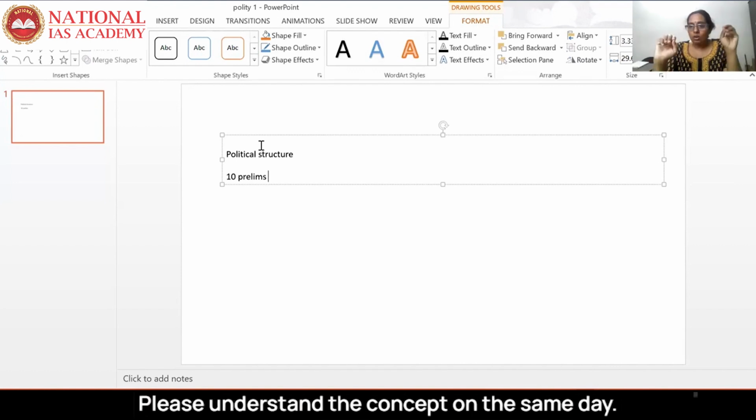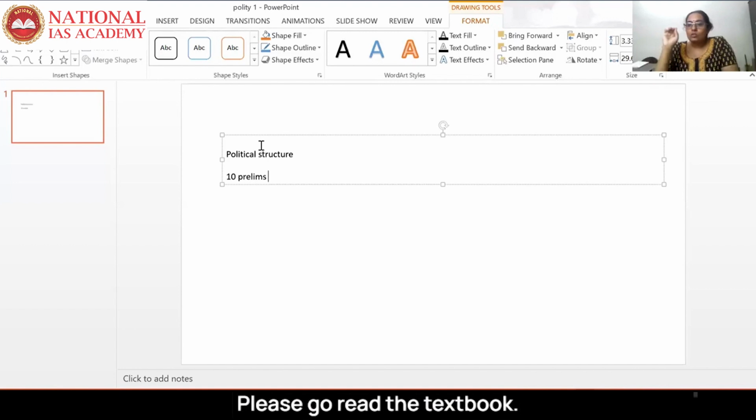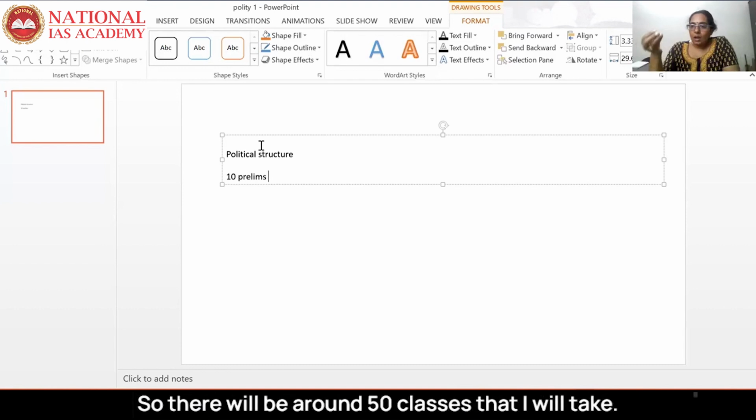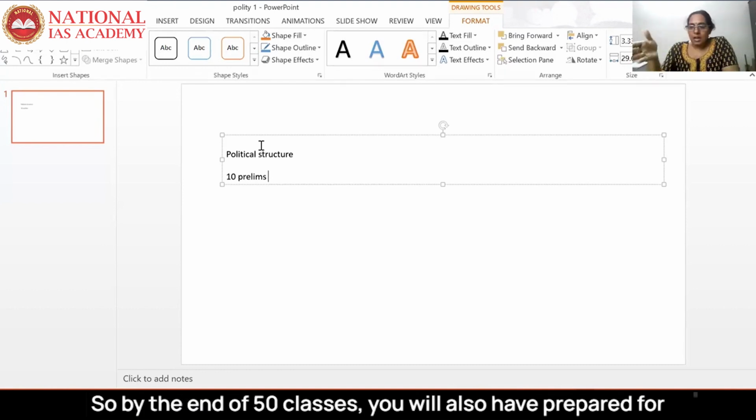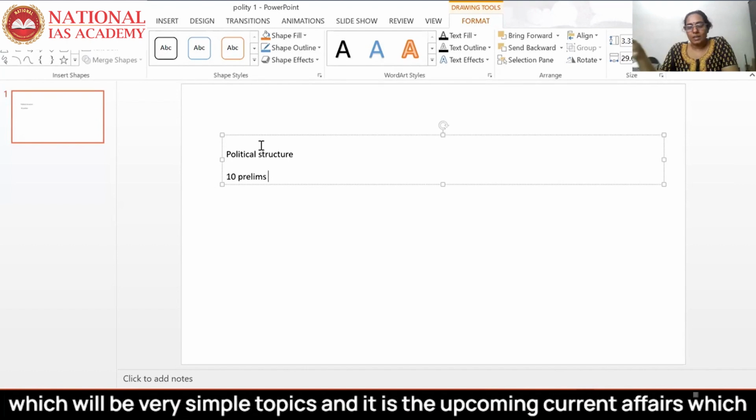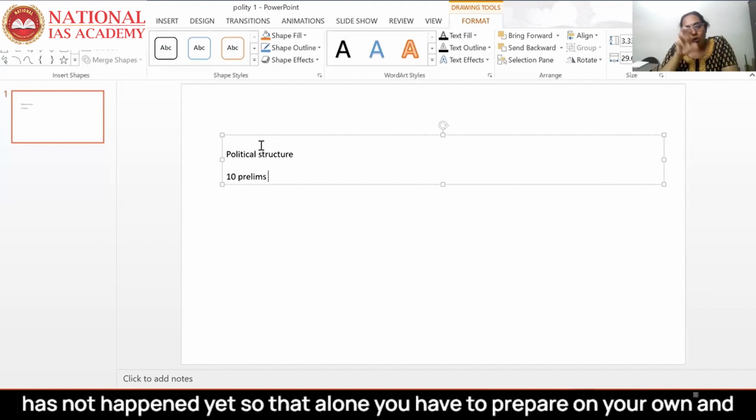Please understand the concept. On the same day, please go read the textbook. Okay, so please go read the textbook and finish reading it along with me. So there will be around 50 classes that I will take. So by the end of 50 classes, you will also have prepared for almost 70% of polity, and only 30% will be left out, which will be very simple topics, and it is the upcoming current affairs which has not happened yet. So that alone you have to prepare on your own.